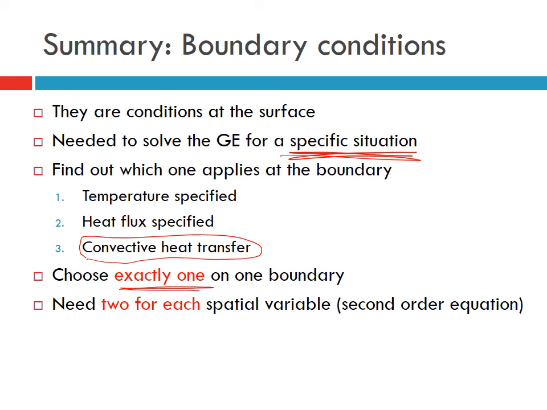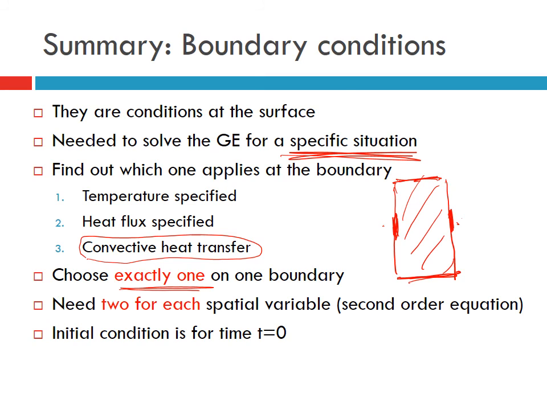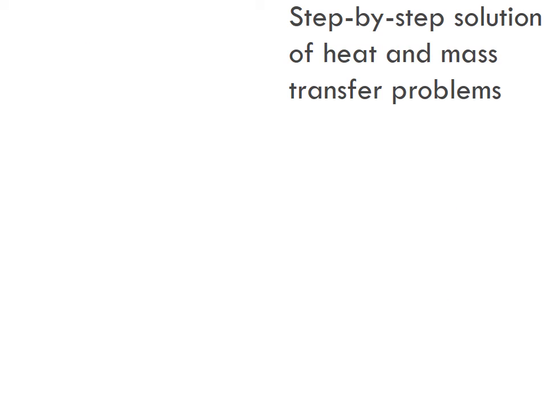You need two for each spatial variable. So if you're doing this for a slab, it has two boundaries, so you need two conditions. If you're doing a 2D slab, then you have 1, 2, and then 3, 4. So 2 for each dimension. Initial condition is needed for time t equal to zero.